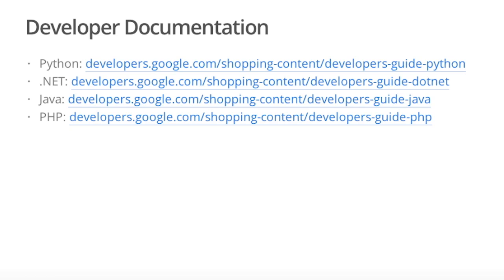For each library, we have a comprehensive developer's guide that outlines all the actions you can carry out with the library. Each guide can be found in our documentation at developers.google.com. For example, the Python guide can be found at developers.google.com/shopping-content/developers-guide-python. And the other 3 libraries can be found at similar links simply by replacing the word Python with Java, PHP, or .NET. And that's spelled out DOTNET.